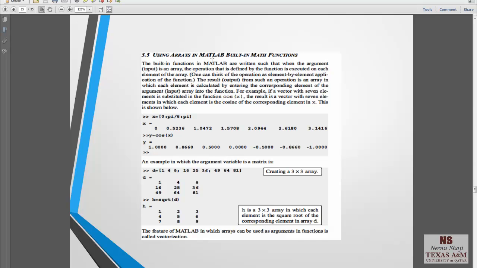Using arrays in Matlab built-in math functions. Here is an example where x is going from 0 with increments of pi over 6 to pi. Another example where we use the built-in function cosine. So cos of x. Every element is taken into account and you get the values for y. We can use the built-in function for matrices as well, as in the next example.